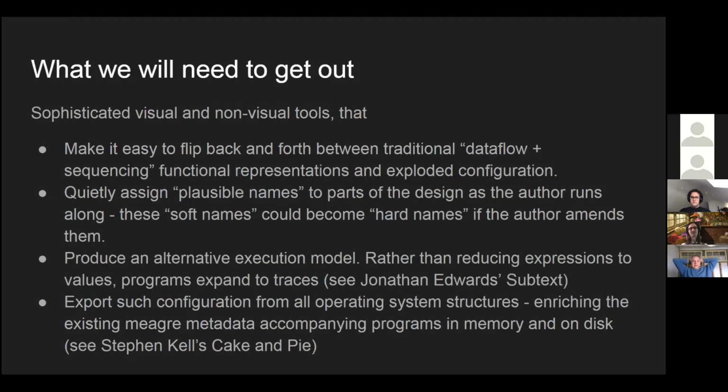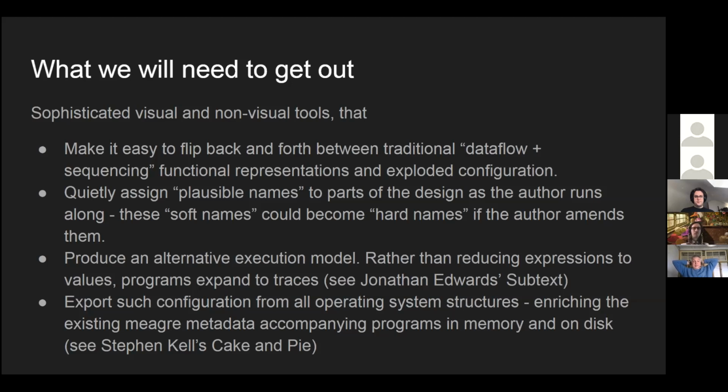So here is a summary of the kinds of things we will need to get out. We will need sophisticated visual and non-visual tools that make it easy to flip back and forwards between different representations of the same design. A way to quietly assign plausible names to parts of the design that the author wasn't inclined to name. So we saw a failure of this in the talk earlier, where a meaningless name was assigned to a newly instantiated design element. So guessing plausible names is a hard task.